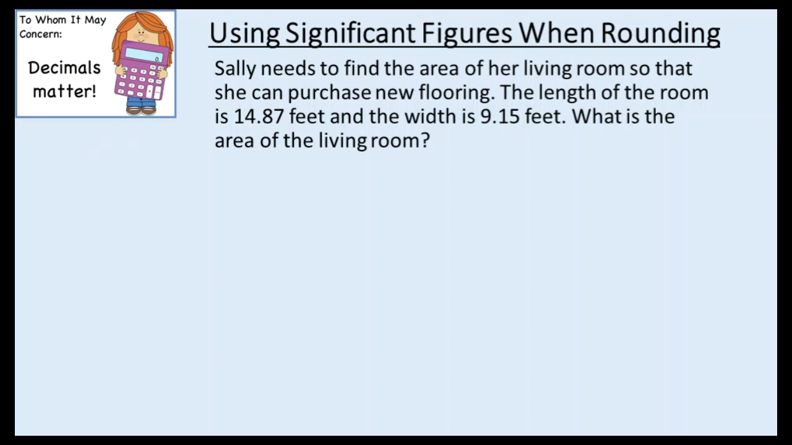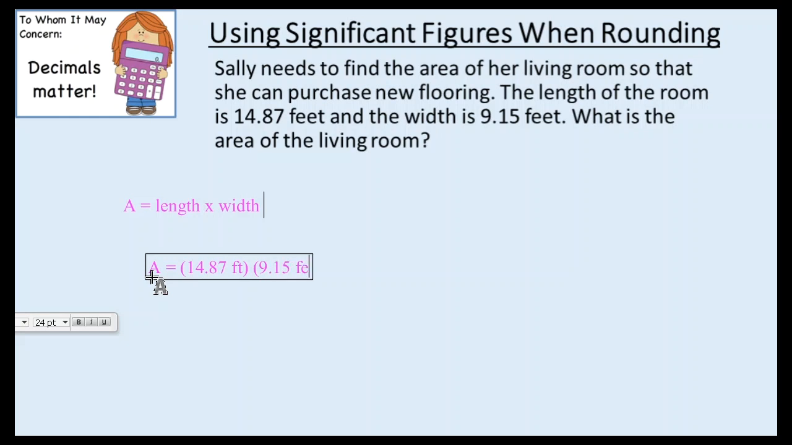Now we're going to assume that her living room's a rectangle here. And we know for the area formula, we are going to do length times width. So I have the length and I have the width. I'm going to go and plug those in. So I have 14.87 feet times 9.15 feet. And one thing that would be good to focus on before you even start this is how many significant figures each of these numbers has. So 14.87 and 9.15.